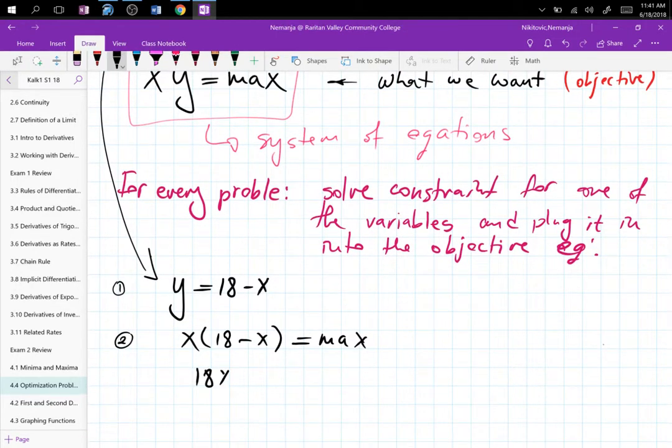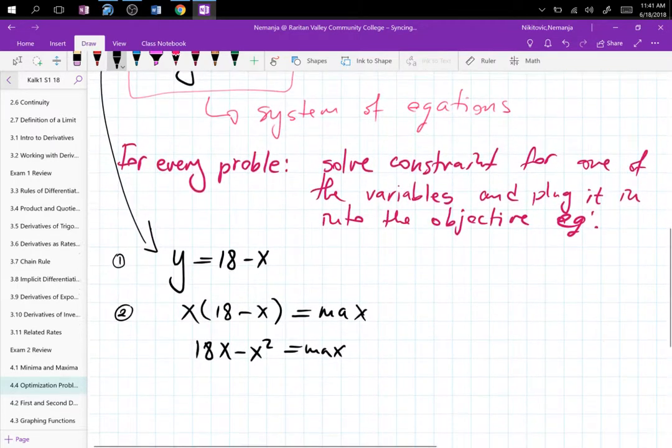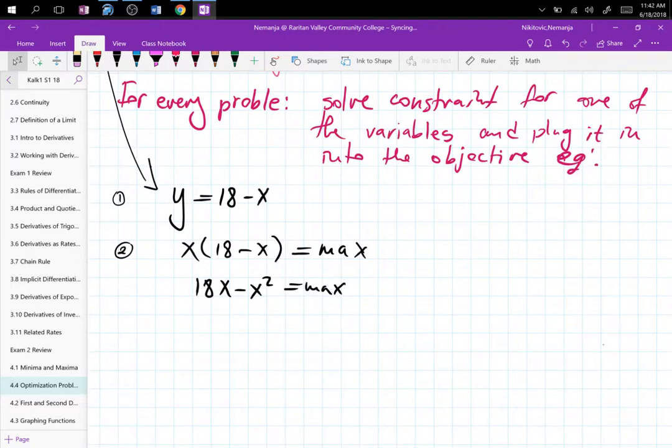What I have now is 18x minus x squared equals a max. We know that this max is going to work out to be 81. We figured it out, right? The long way. So we know that this max is a number. What do you do if you want to find a max for a function? How do you do it in 4.1? Come on. What was the procedure in 4.1 to find the max?